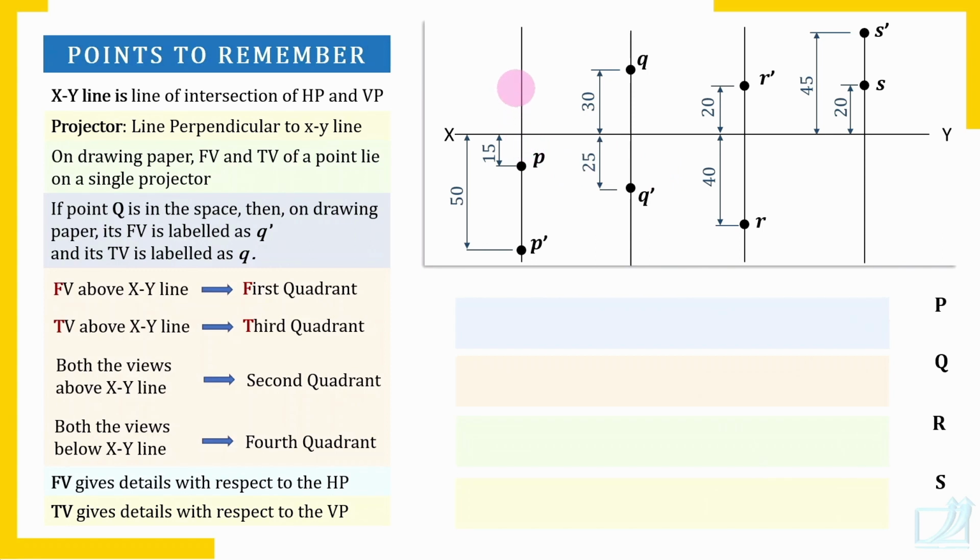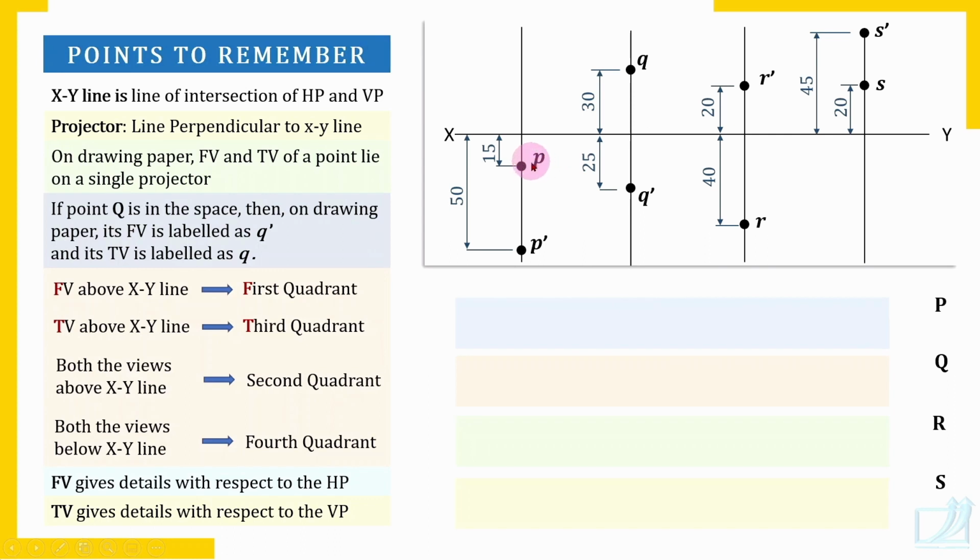Behind XY line. Top views, watch the top view. Point Q gives details with respect to VP. Top view gives detail with respect to VP. So these 2 top views, Q and S, are behind XY line. So we know that point Q and point S are behind VP.